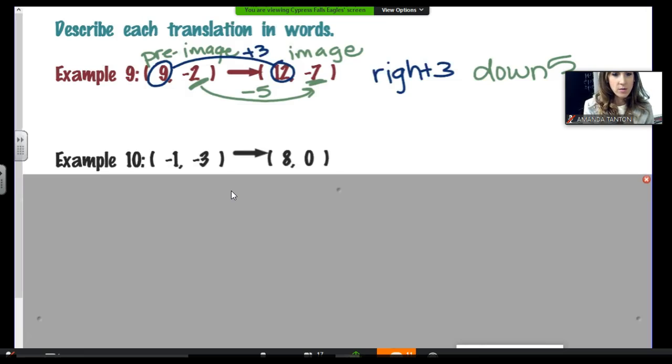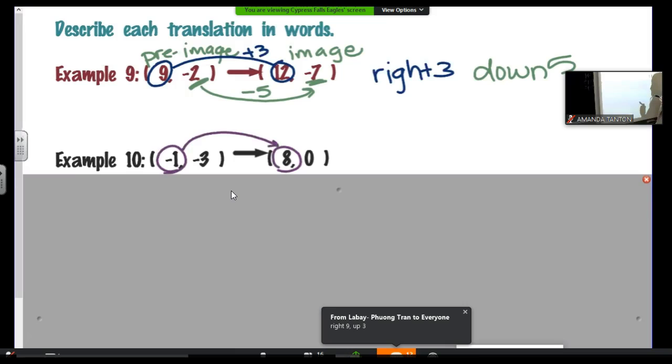Where did you go? Let's focus on the x's first. How far is that? -1 to 8. We like going right, don't we? Right 9, do you agree?